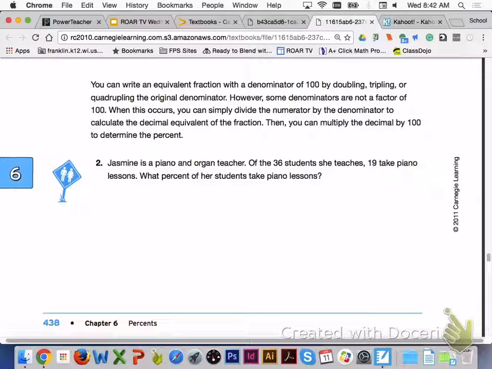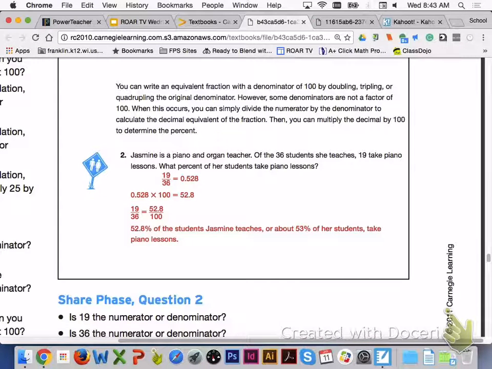You can write an equivalent fraction with a denominator of 100 by doubling, tripling, or quadrupling the original denominator. However, some denominators are not a factor of 100. When this occurs, you can simply divide the numerator by the denominator to calculate the decimal equivalent of the fraction. Then you can multiply the decimal by 100 to determine the percent. Please answer number 2 with your group members. For number 2, when we divide the numerator by the denominator, we can see that 52.8% of the students, or about 53%, take piano lessons.